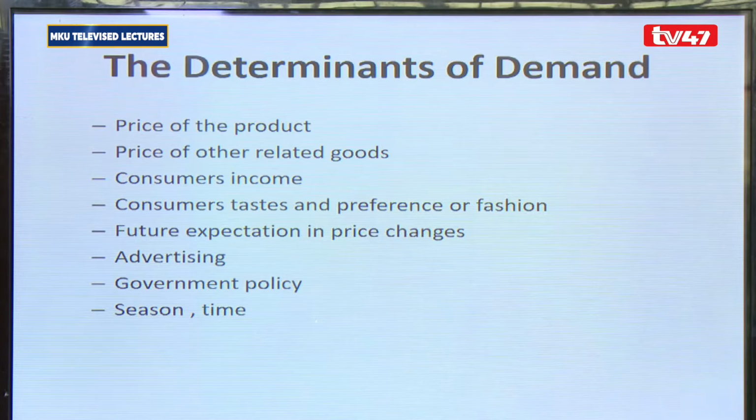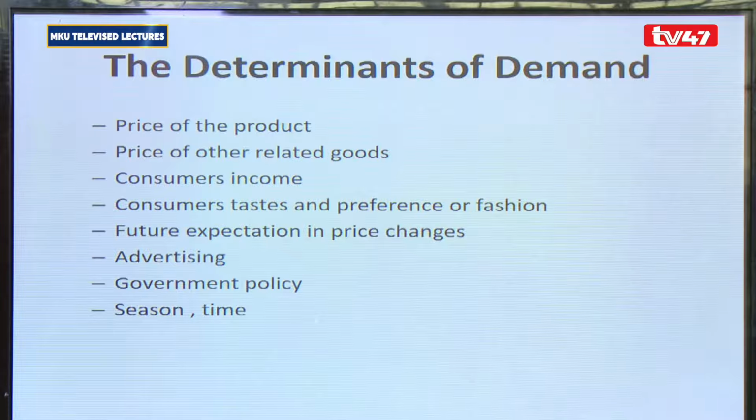The other factor is future expectation in price changes. If the consumer expects that in future the government, maybe through taxation or just before the budget is read, we normally speculate and say the price of sugar is likely to go up or down. At that time, if the consumer expects the price of the product to go up in future, they will consume more today and vice versa. They will postpone the consumption or demand if they expect that the price is likely to decrease in the future.